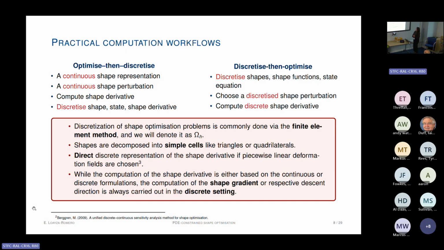One last thing that I wanted to mention, and it is very important, is that there is no difference, or it doesn't matter where you start. At the end of the day, at least the computation of what is called the shape gradient, so the solution of this additional variational problem to get your deformation field or your descent direction, is always done in the discrete setting. So we can always just get it approximated by solving the problem using finite elements, for example.